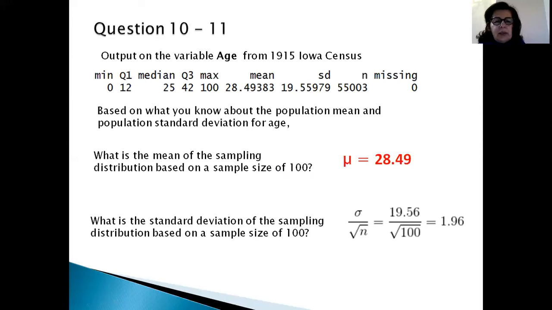What is the standard deviation of the sampling distribution based on a sample size of 100? This is going to change because the standard deviation of the sampling distribution changes based on our sample size. So we need to calculate by dividing the standard deviation of the population by the square root of the sample size. In this case, 1956 divided by the square root of 100, which is 1.96.